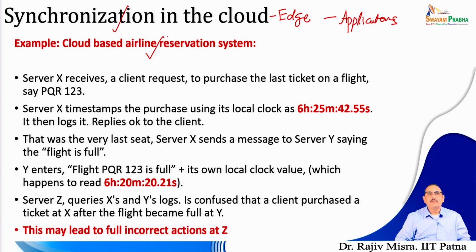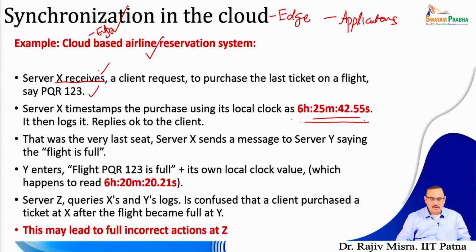So, take for example, a cloud and edge based airline reservation system. Now, here let us see that there are applications which are using this cloud edge system for airline reservation system, and here let us say server X replies a client request to purchase the last ticket on the flight. Here let us say PQR 123, and the server X timestamp the purchase using its local clock, that is 6 hours 25 minutes.